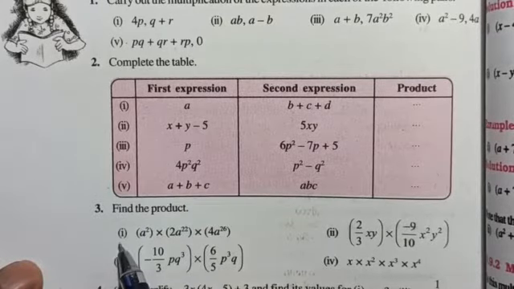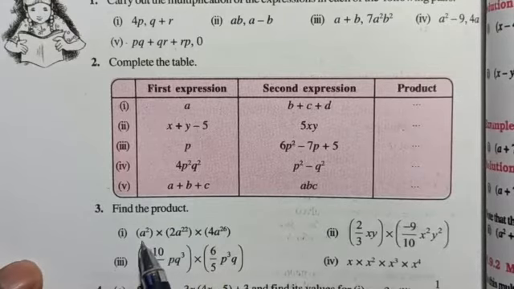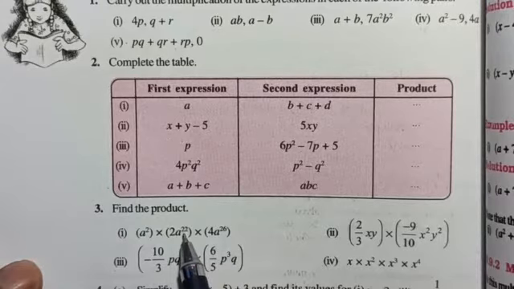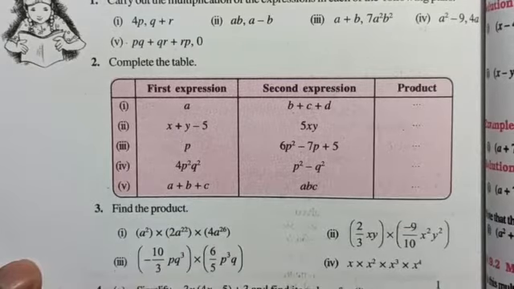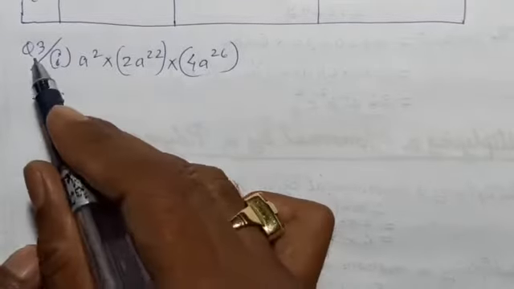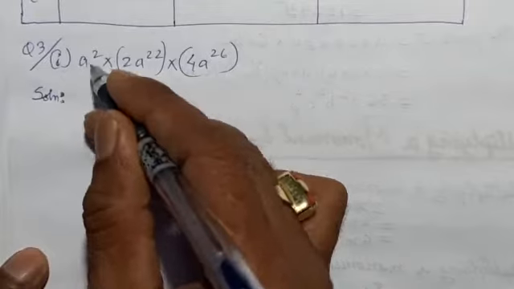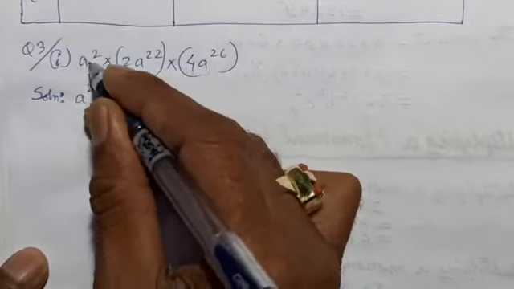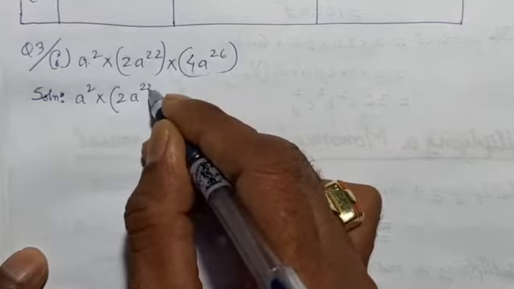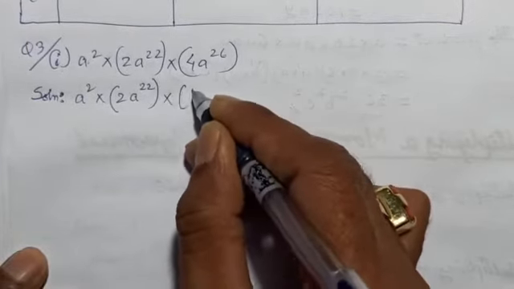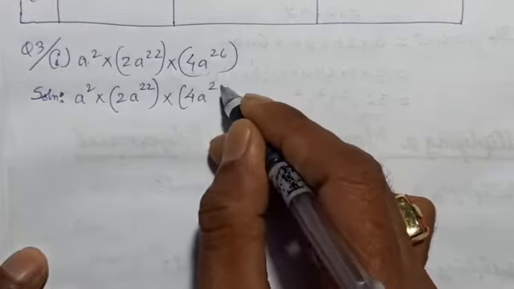Roman number 1. Here there are 3 expressions. A square is the first expression, 2a to the power 22 is the second expression, and the third expression is 4a to the power 26. So let us try this Roman number 1. Question number 3, Roman number 1. A square, 2a to the power 22 into 4a to the power 26.